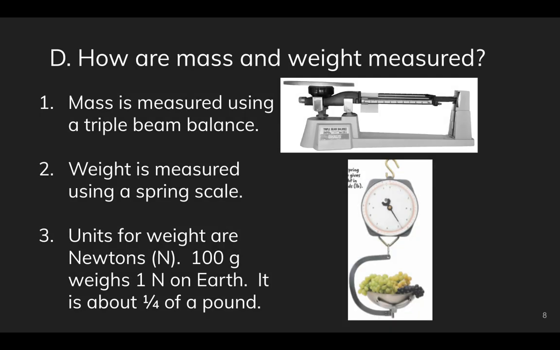So how are mass and weight measured? Mass is measured using a triple beam balance, or we have the electronic scales as well. And weight is measured using a spring scale. You might see those at the grocery store if you're measuring the weight of a fish, where you hook the fish's lip in that thing and the spring scale and hold it up. Units for weight are the Newton, and 100 grams weighs 1 Newton on Earth, and that's about 1/4 of a pound.